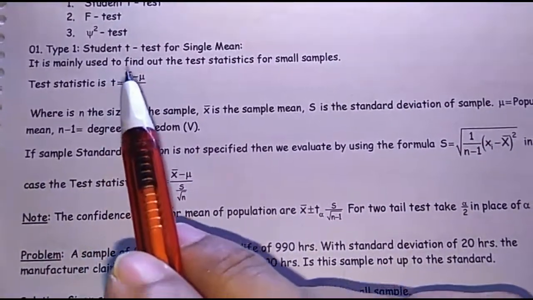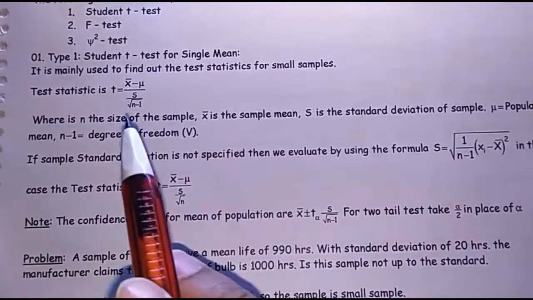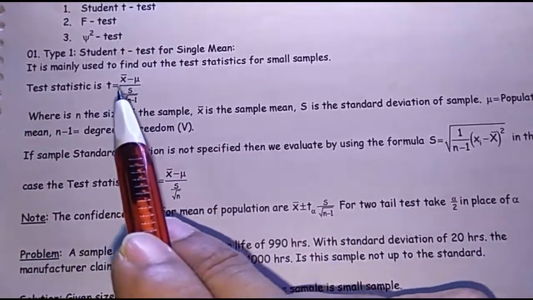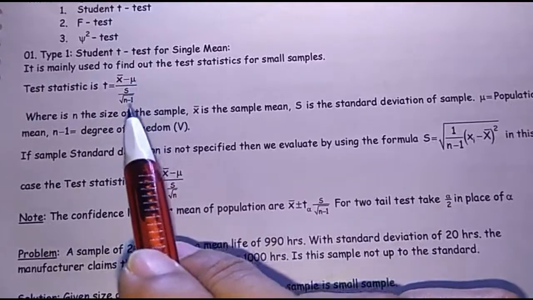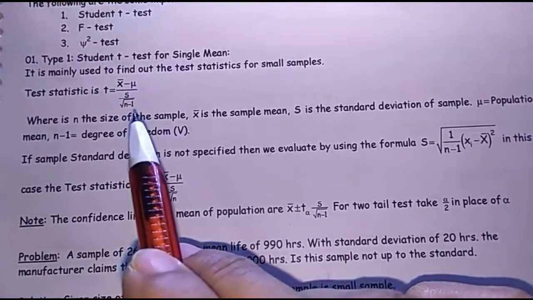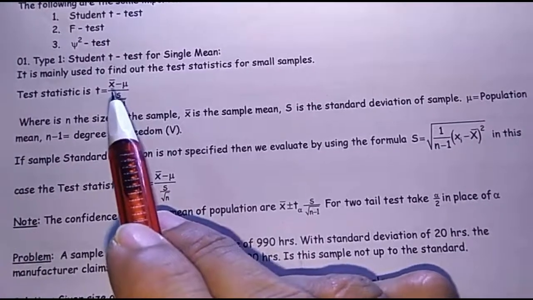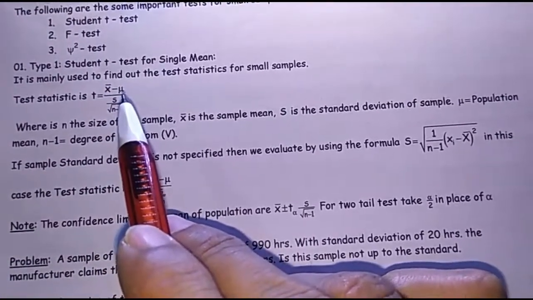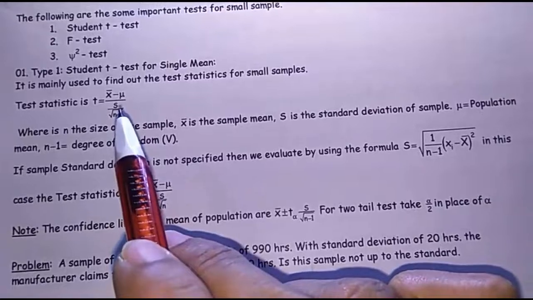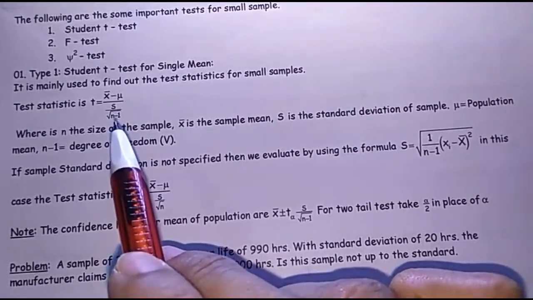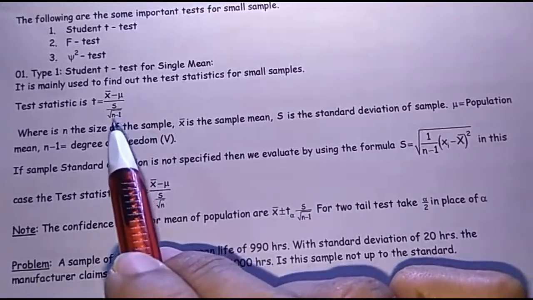If you observe, in this test, the test statistic is given by t equals x bar minus mu divided by s divided by square root of n minus 1. Here x bar is the mean of the sample, mu is the mean of the population, s is the standard deviation, and n minus 1 is the degree of freedom, where n is the size of the sample.